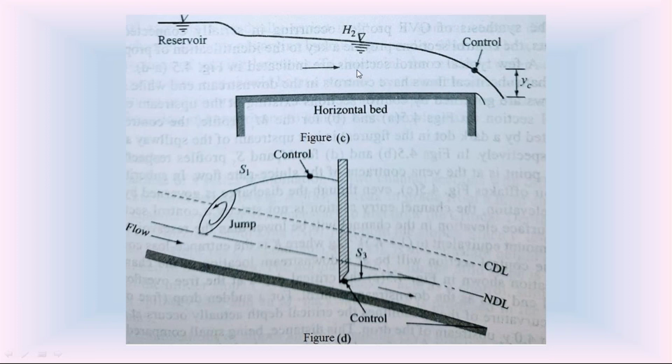Like that, in open channels, we have certain sections or locations. At that location, by knowing the depth of flow, we can find out the discharge Q flowing in that open channel. This is the S3 curve, and this is the control section in that S3 curve, and for this S1 curve, this is the control section. Like that, in open channel flows, we have this concept of control sections.